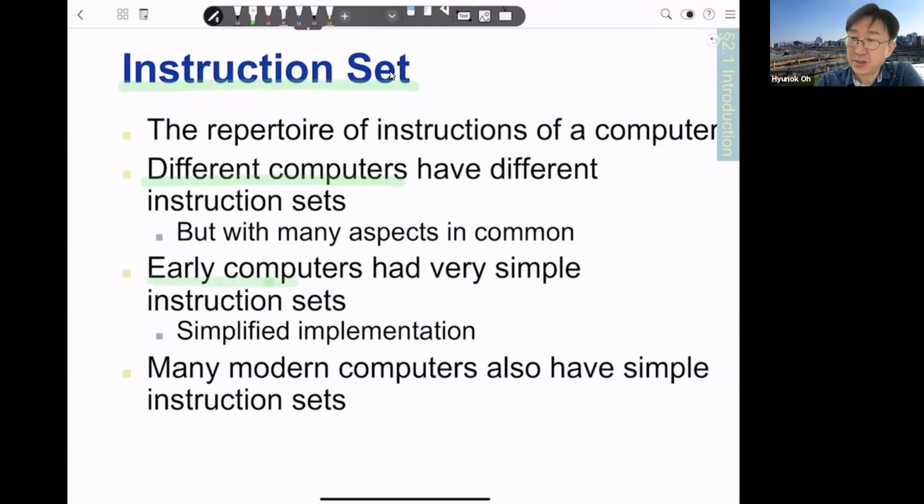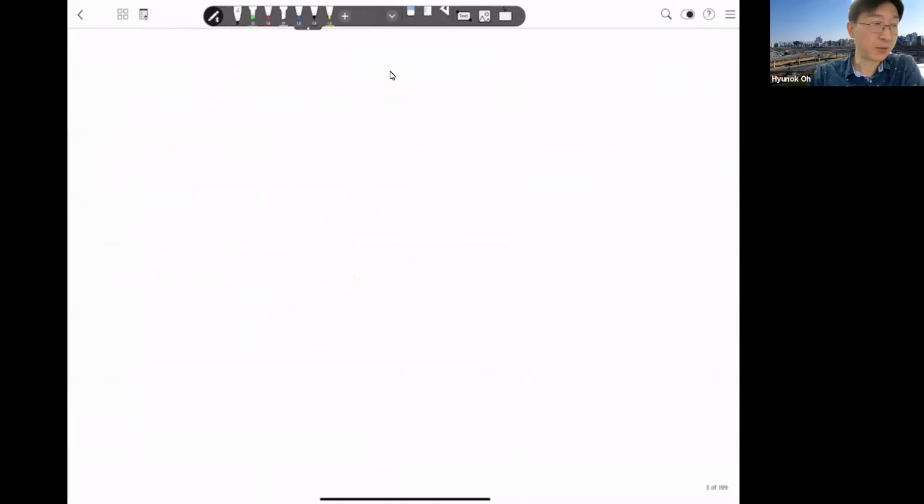Historically, early computers had a very simple instruction set, which means that the number of instructions is small and the format of instruction is very simple. Okay, so it's simplified. And then later, it became very complicated, and then it came back to very simple. Okay, so let me write down the instruction. When the computer system or processor was invented, the first instruction set was very simple.